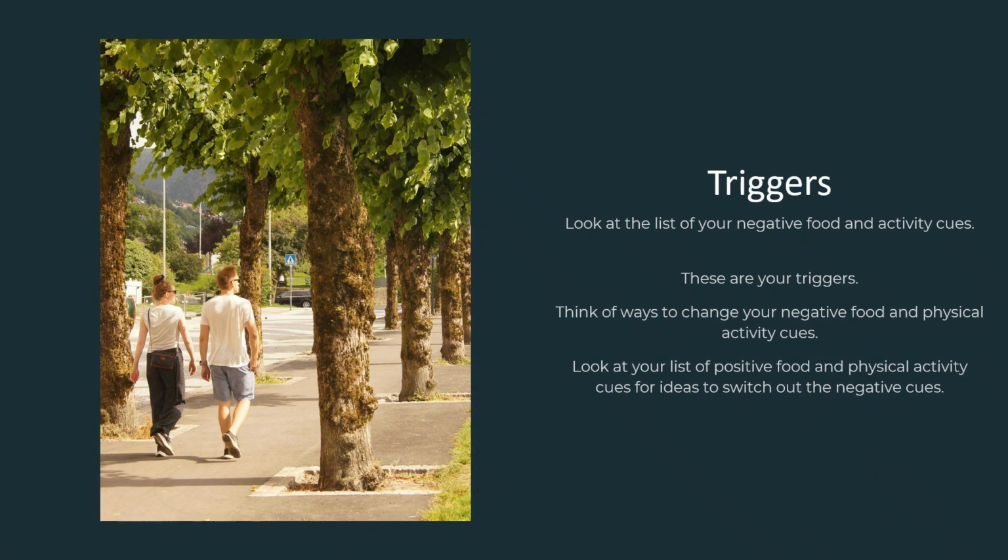Look at the list of your negative food and activity cues. These are your triggers. Think of ways to change your negative food and physical activity cues. Look at your list of positive food and physical activity cues for ideas to switch out the negative cues.